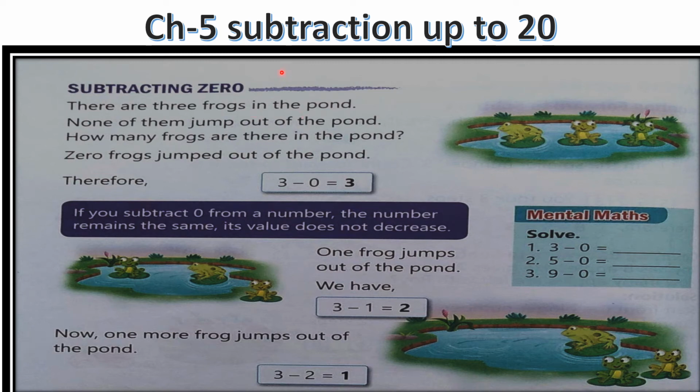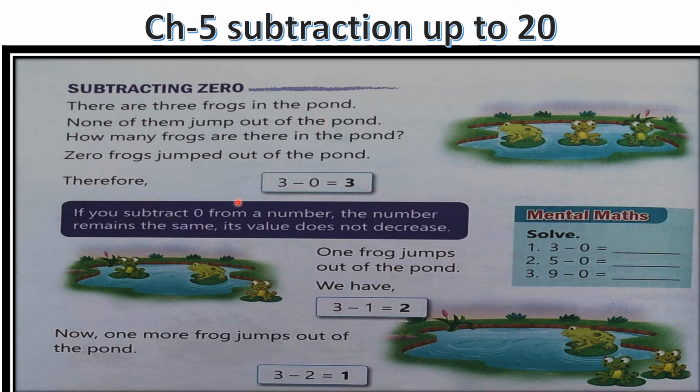Hello everyone, we are reading chapter 5, that is subtraction up to 20. Today we will learn subtracting 0. When you are subtracting 0 from a number, the answer remains the same. Got it children? The answer remains the same.